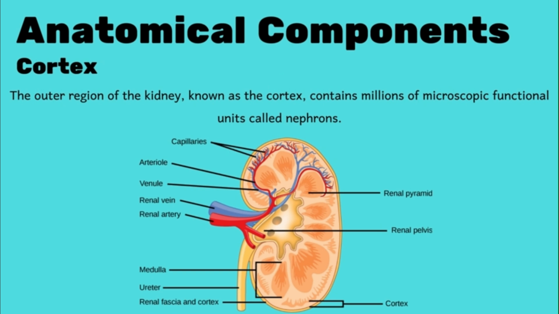A. Anatomical components. Cortex. The outer region of the kidney, known as the cortex, contains millions of microscopic functional units called nephrons. Medulla.